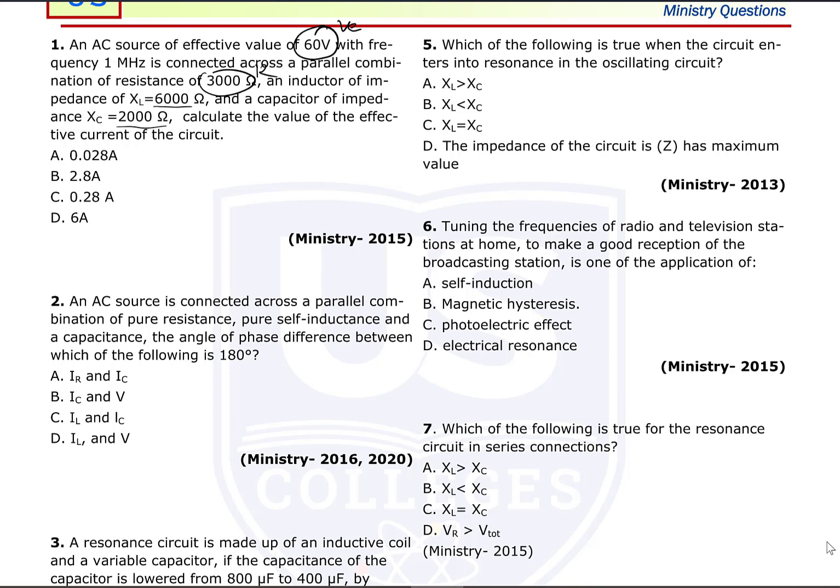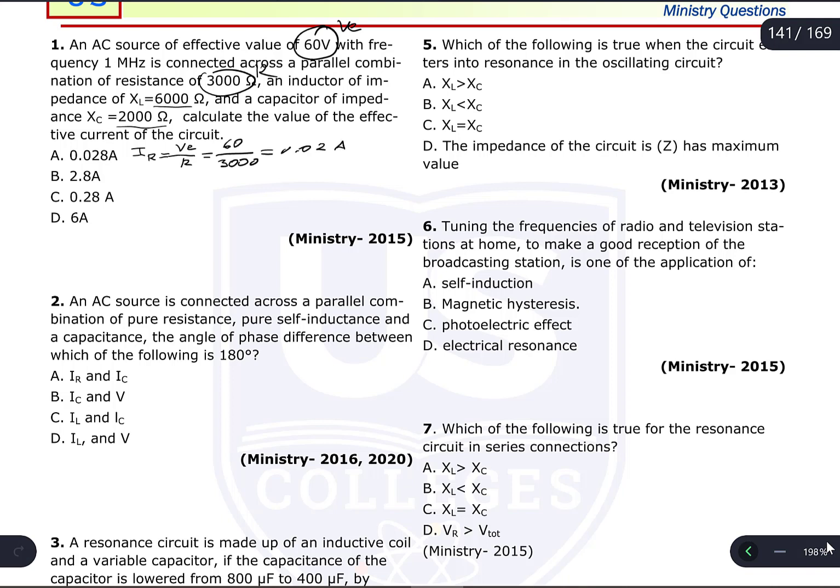Because it's a parallel connected circuit, the potential difference across each device is going to be the effective value of the source, which is 60 volt. One by one I am going to calculate electric currents. IR is the electric current of the resistor, which is V effective divided by R. So V effective is 60 divided by R, which is 3000. So let's calculate it. 60 divided by 3000, it's going to be 0.02 ampere. This is the electric current across the resistor.